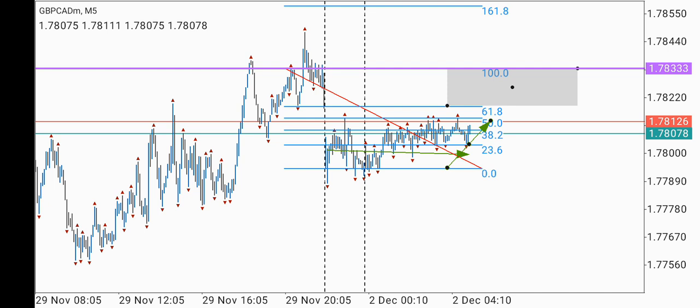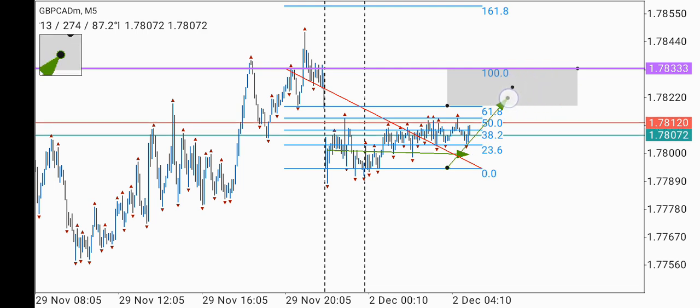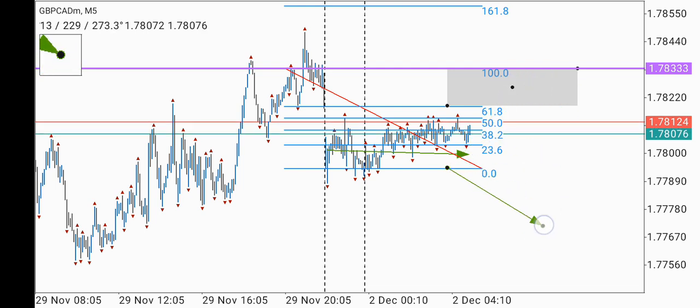Sometimes markets will just react and go against us, because sometimes when we are looking at the lower time frame, it might be doing another thing at the higher time frame.